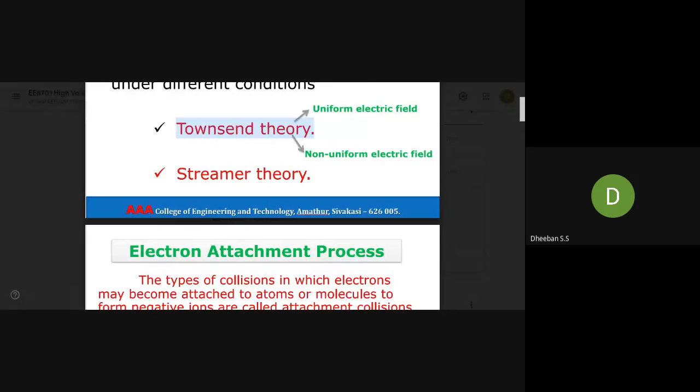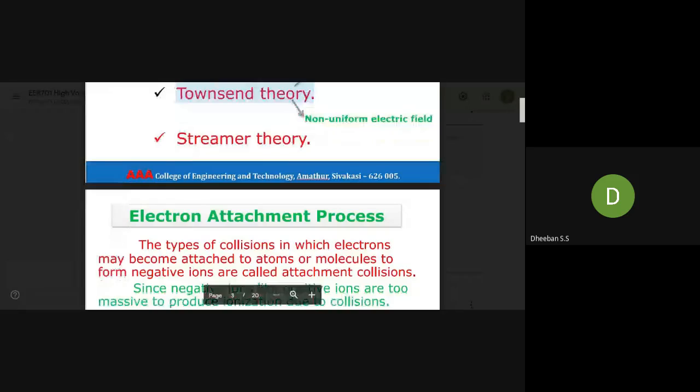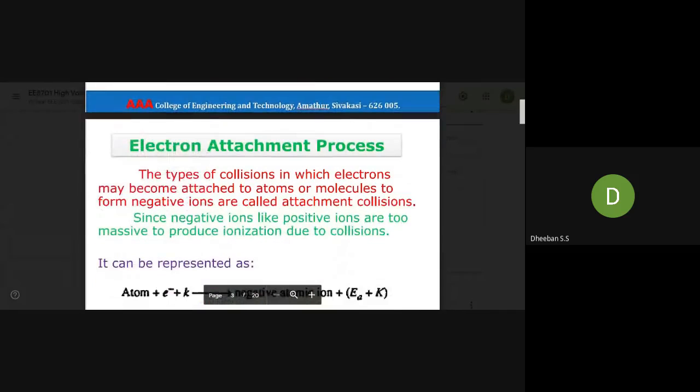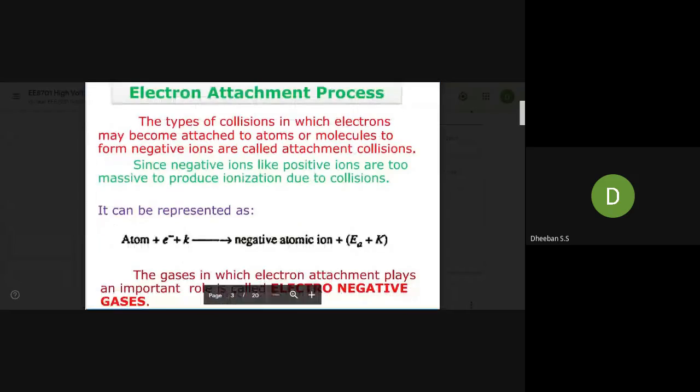One of the main important principles of the Townsend theory is nothing but your electron attachment process. This electron attachment process is similar to the concept we have seen in your previous lecture. The concept is the same. Now we have to see what they are saying. The types of collision in which electrons may be attached to the atom or molecule to form negative ions are called attachment collisions.